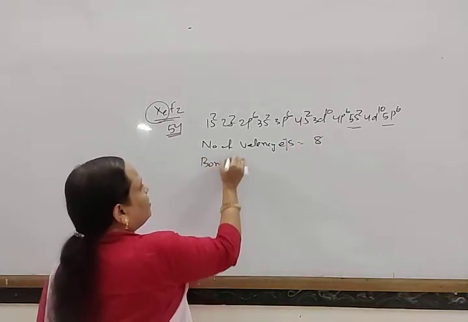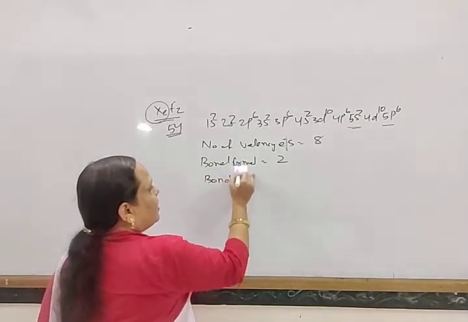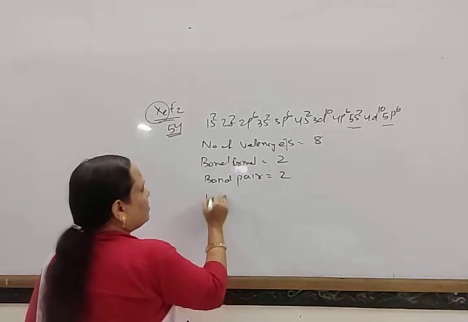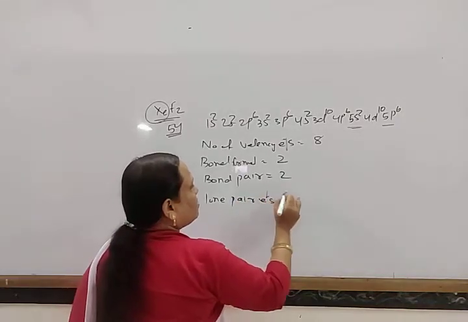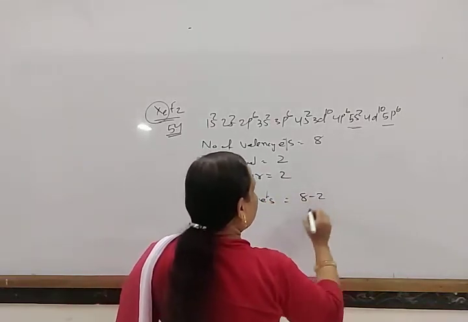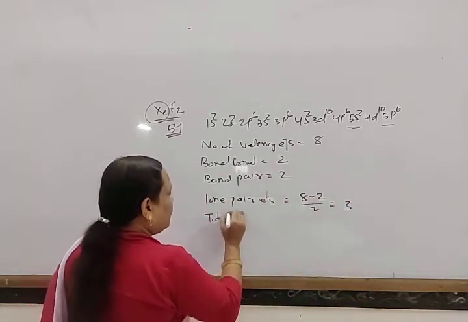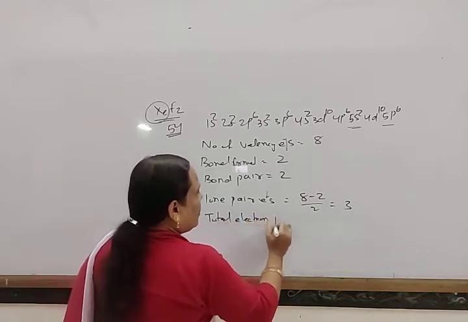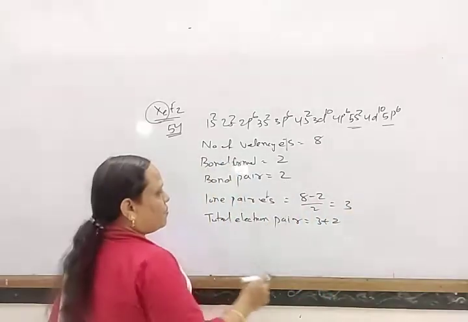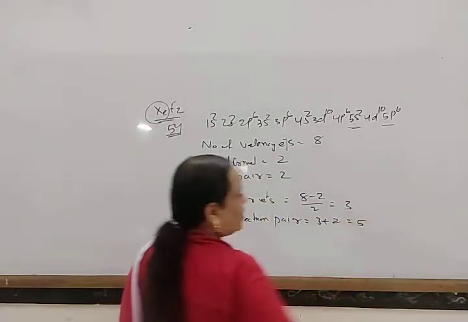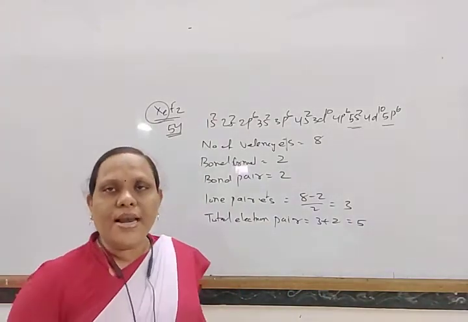Bonds formed are equal to 2. Hence bond pairs are equal to 2. Hence lone pair electrons: 8 minus 2, divided by 2, is 3. So total electron pairs: 3 lone pairs and 2 bond pairs, so 3 plus 2 is equal to 5. So as the number of electron pairs is 5, its structure should be trigonal bipyramidal.